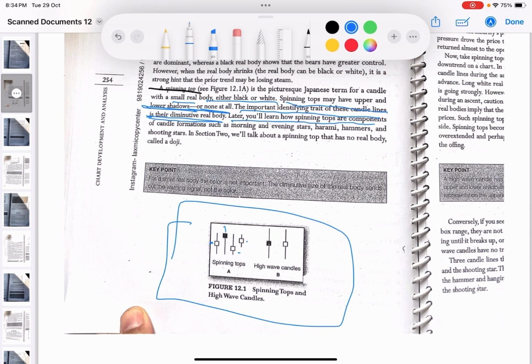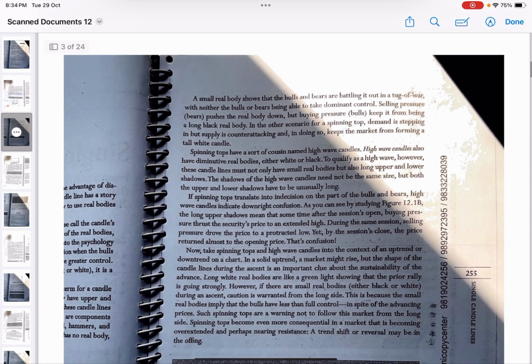Later, you'll understand how spinning tops are components of candle formations such as morning and evening stars, harami, hammers, and shooting stars. What is the key point? For the small real body, the color is not important. The diminutive size of the real body sends out the warning signal, not the color. So if there is a very small body, then it's known as a spinning top, like these. We will also see the difference between high wave candles when we discuss it.